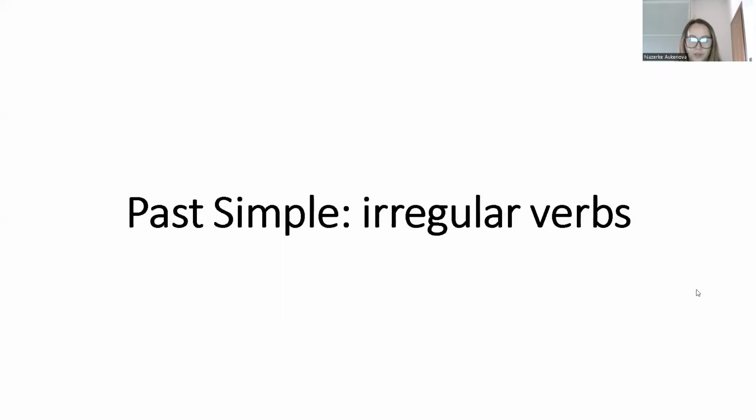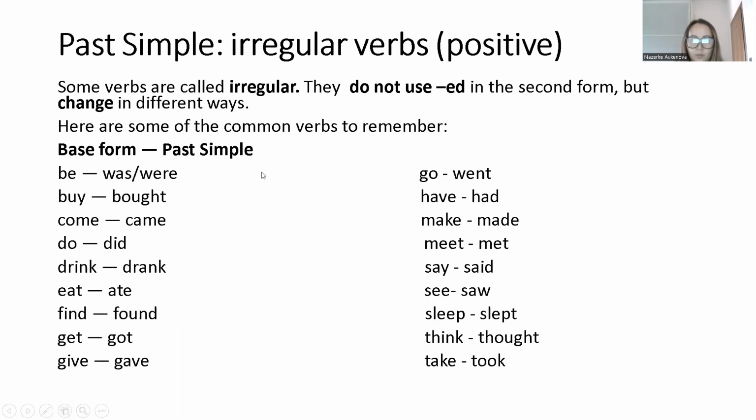Hi everyone, today in this lesson I'm gonna explain about past simple irregular verbs. So we know that there are two types of verbs in general. In this lesson I'm gonna concentrate on irregular verbs. First of all, let me explain when we use irregular verbs in positive sentences.